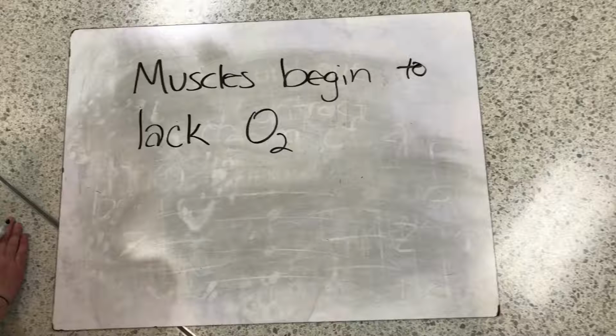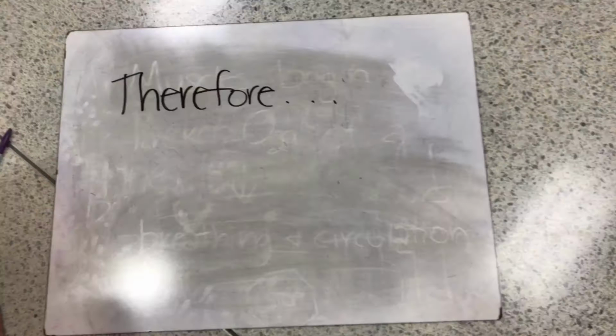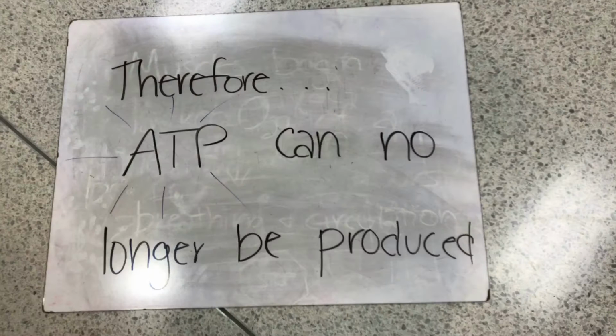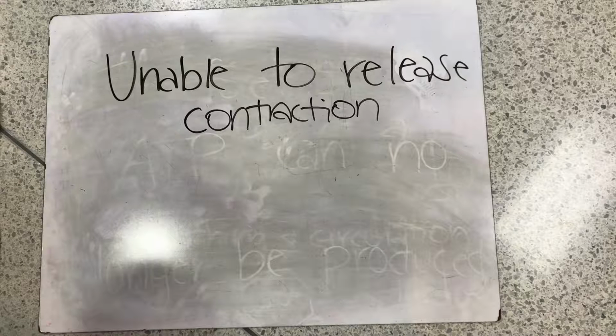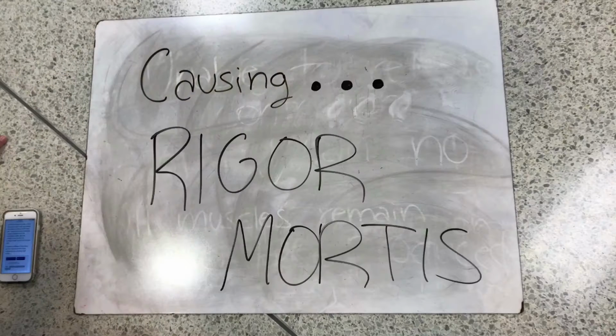Your muscles begin to lack oxygen because you don't breathe after you're dead. Therefore, your breathing and circulation come to a halt. Therefore, ATP can no longer be produced. Your muscles are unable to release contraction, and so all muscles remain tense, which causes rigor mortis.